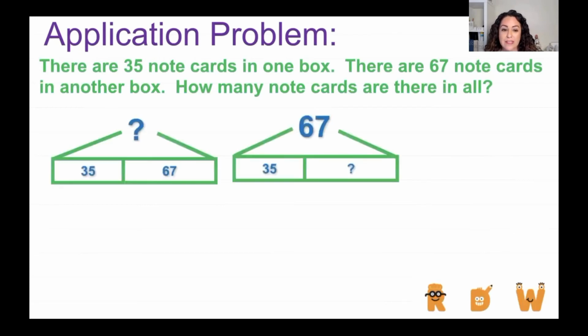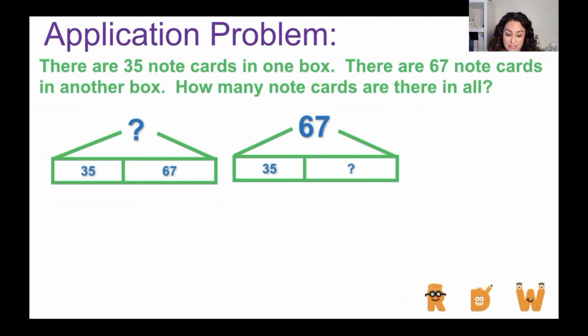So let's go ahead and take a look at some tape diagrams. Which one am I going to use to solve this problem? Do I have 2 parts and I need to find the whole? Or do I have a part and the whole and I need to find the other part? Well, let's read it again. It says there are 35 note cards in one box and 67 note cards in another box. You need to find how many there are all together. So we need to find the whole.